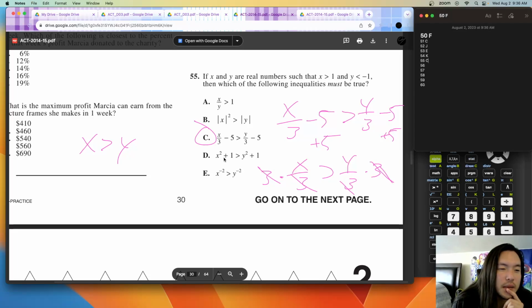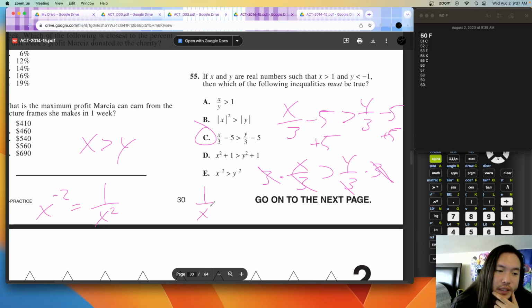If x is 2 and y is -100, obviously -100 squared is going to be 10,000. That's way more. This is not true. This is also a good thing to know. If you have a negative exponent, x to the -2 power, that's equal to 1 over x squared. This one you should just know.